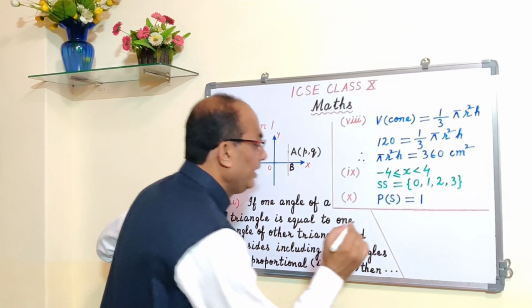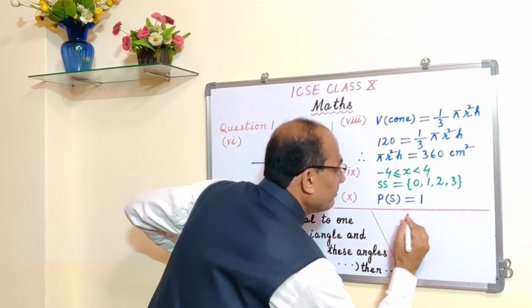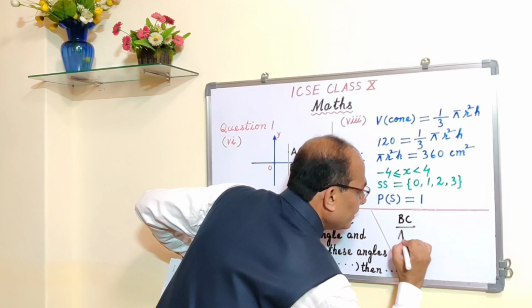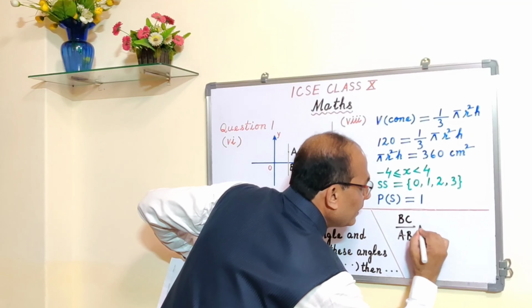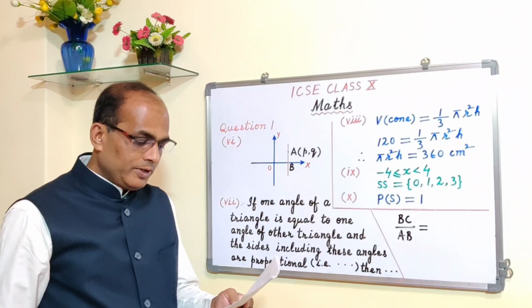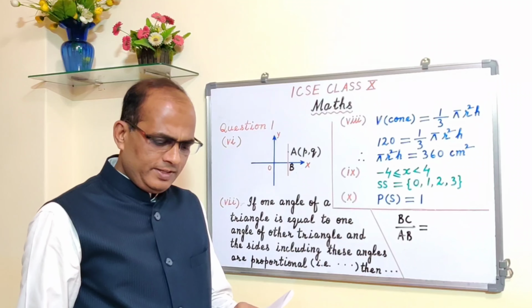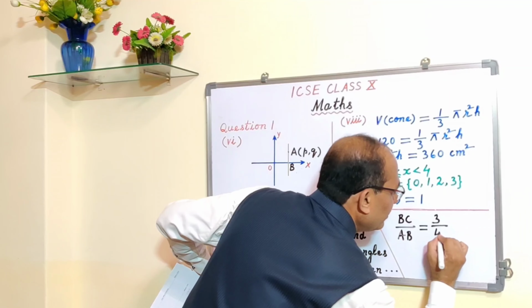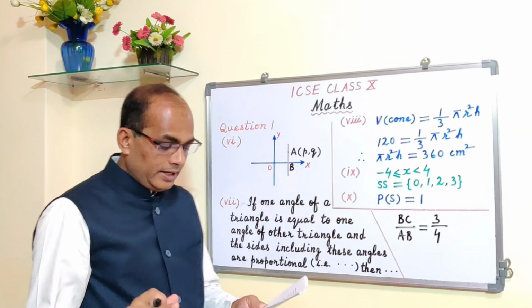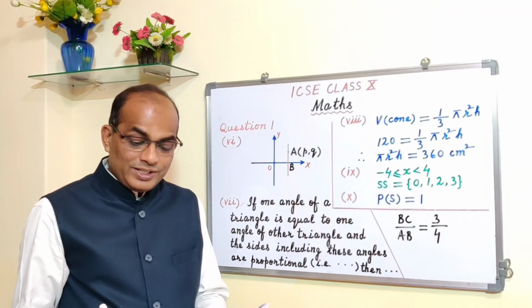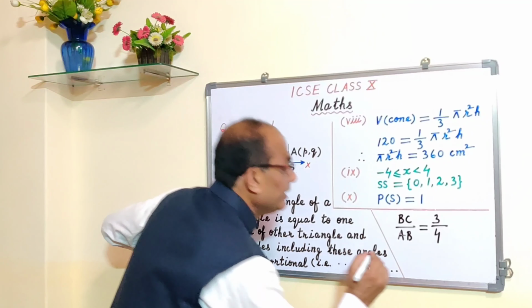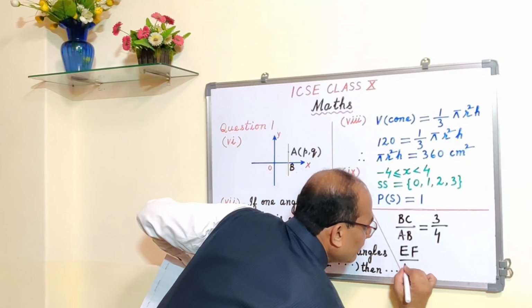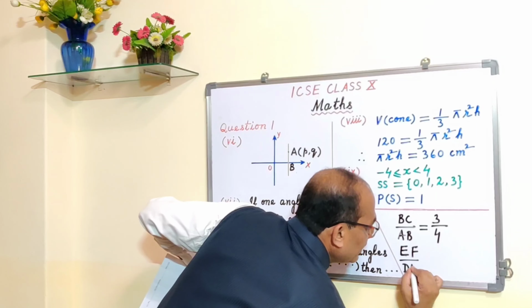BC upon AB. If you see the question, BC upon AB is equal to 3 upon 4. BC is 3 and AB is 4. So BC upon AB is 3 upon 4. Now let us find out the ratio EF upon DE.